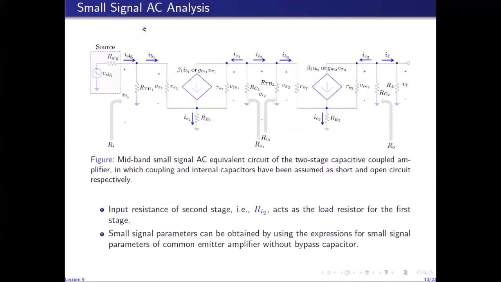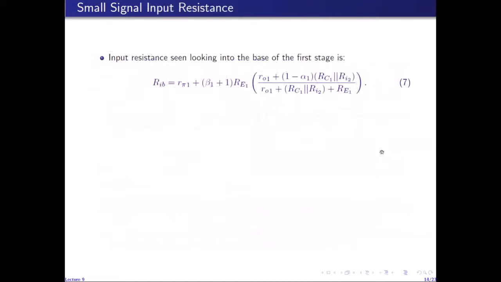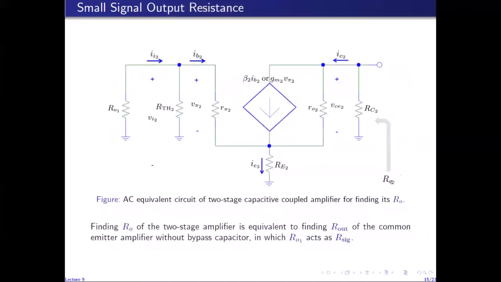So I can simply replace this part of the circuit with R01 for the AC equivalent circuit I use to find R0. So this circuit which I used to find R0 has R01 here connected, which models the output resistance of the first stage. And if you look closely, this is exactly the same circuit we used to find R out of the common emitter amplifier without bypass capacitor. The only difference is that instead of R sig, we have R01.